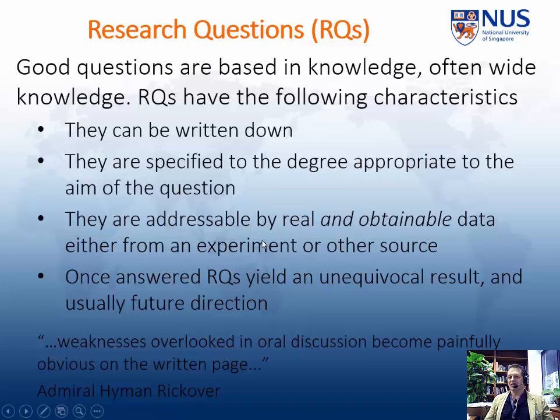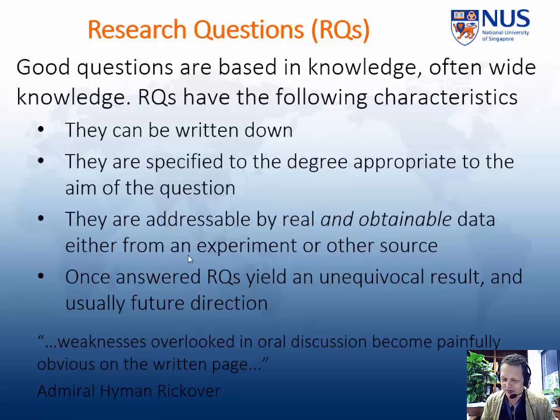It may be that your question is addressable by attainable data. That is data which may not exist but is attainable, in which case you're thinking of an experiment. Anyway, so addressable by real or obtainable data. And once answered, a research question yields an unequivocal result.